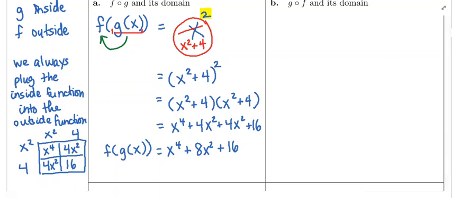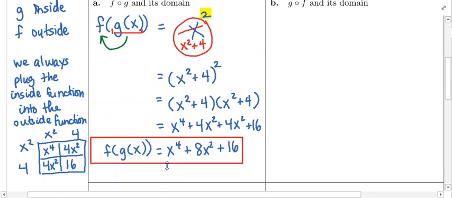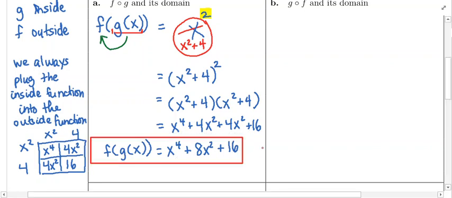Okay, so let me box that for you. And then, remember, we're not quite done yet. We formed the new function. We took f and we took g. We composed them in the direction of f of g of x. We got our new function. It is x to the 4th plus 8x squared plus 16. But now we also need to write down the domain.